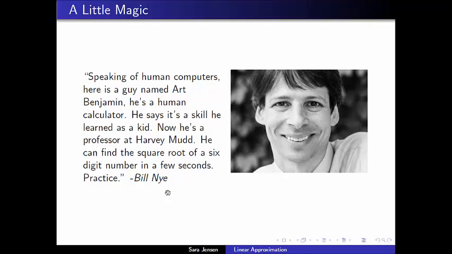And as Bill Nye references over here, he can find square roots of 6-digit numbers in just a few seconds very accurately. And Bill Nye attributes this to practice, which is absolutely a part of what Art Benjamin is doing, or in fact all magicians are doing. Art Benjamin deems himself something of a math magician, and he's very good. But I want to give a hint as to one method that we could take this skill that Art Benjamin has and develop it for ourselves.